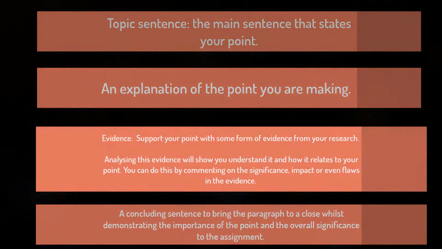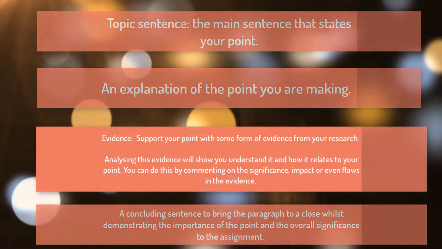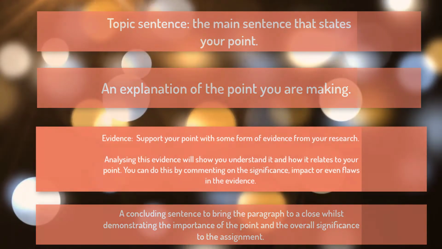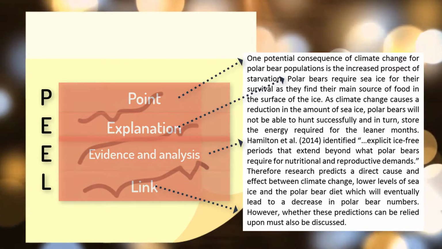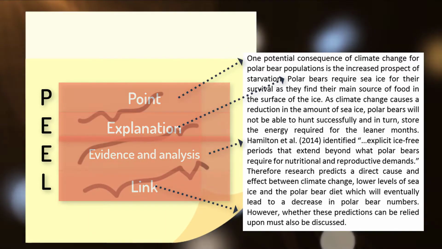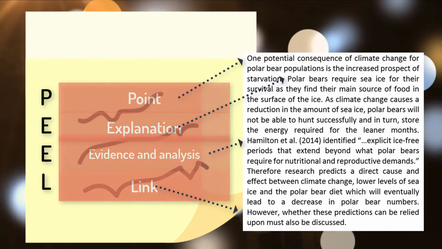Each paragraph needs to be concluded and can also go on to link to the next point, signalling the direction of the essay. One simple but well-known way to remember this structure of the paragraph is called PEAL. Point, explanation, evidence and link.